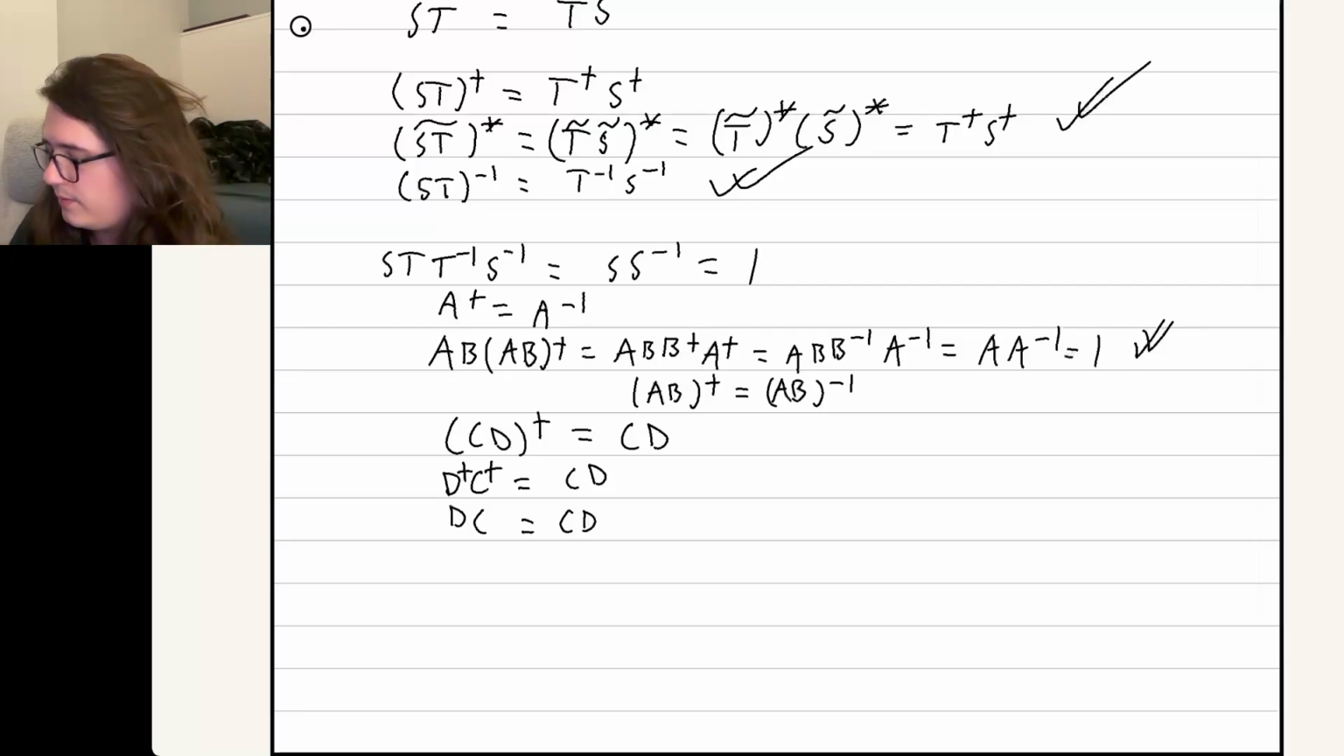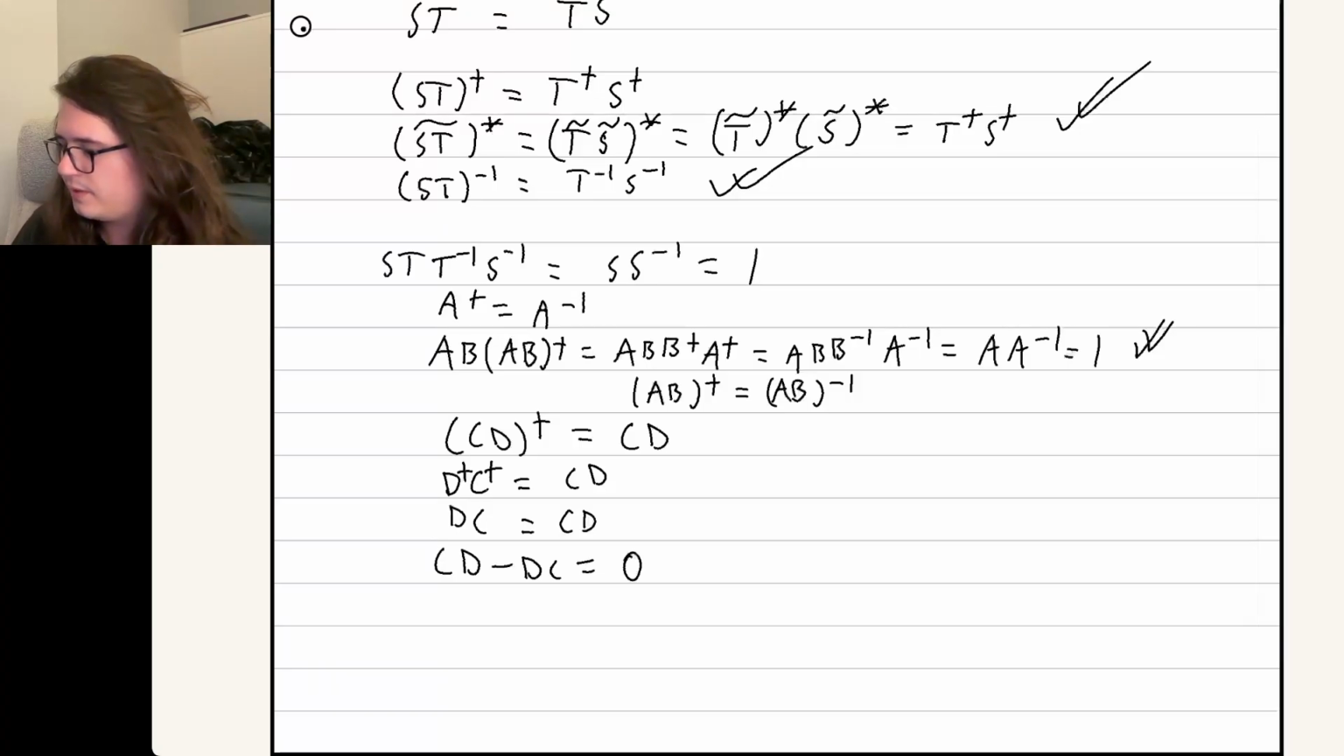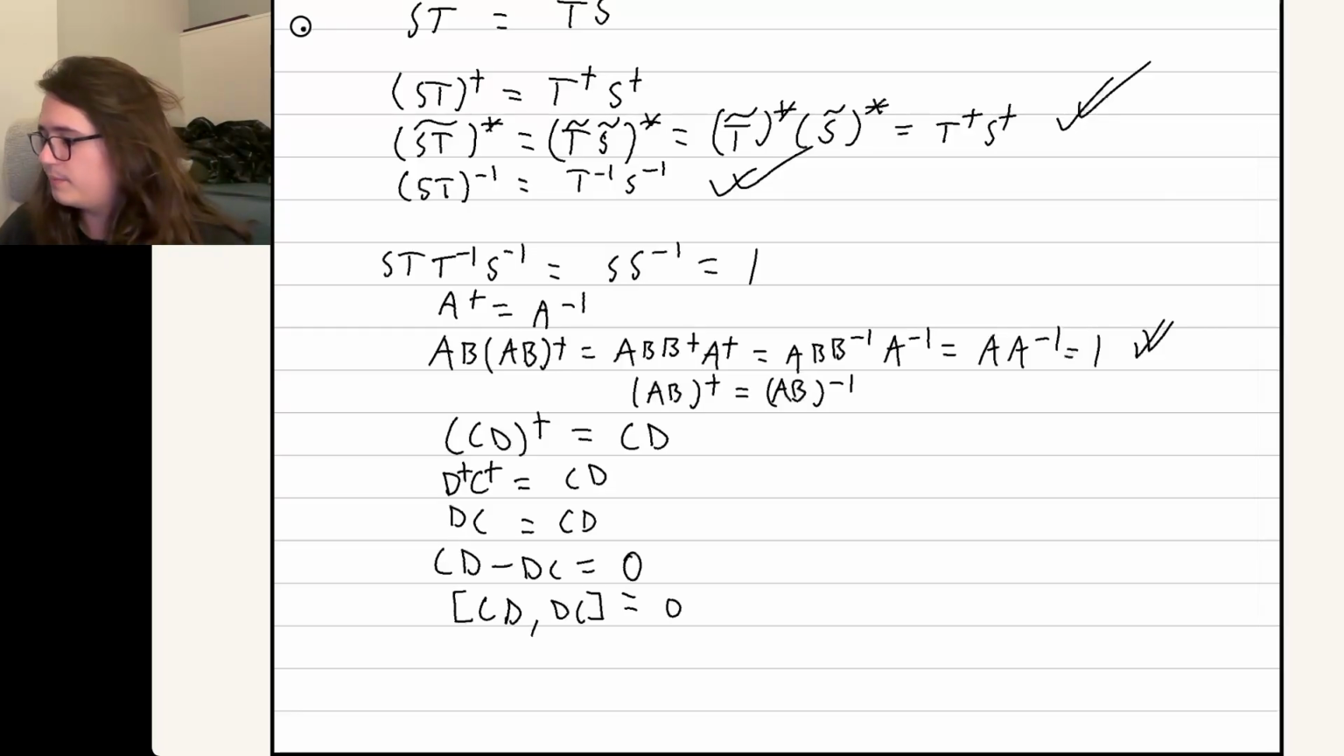So if we rearrange this, we get CD minus DC equals 0. That is actually just the commutator of C and D. So the only scenario in which the product of two Hermitian matrices is still Hermitian is if the matrices commute.